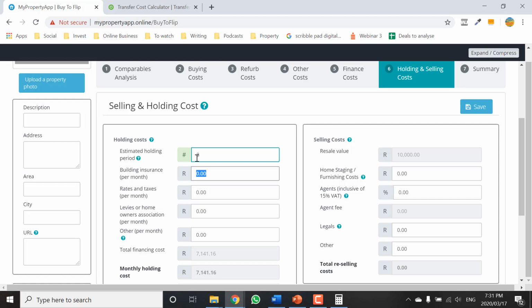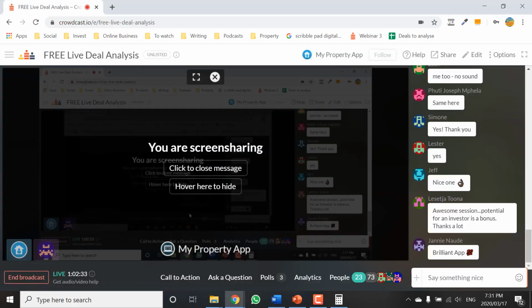That's right. Because during these 8 months, you're going to have to pay insurance, levies, rates and taxes, all of these holding costs that could eat into your profits. Okay. But no levies, eh? Only rates and taxes.